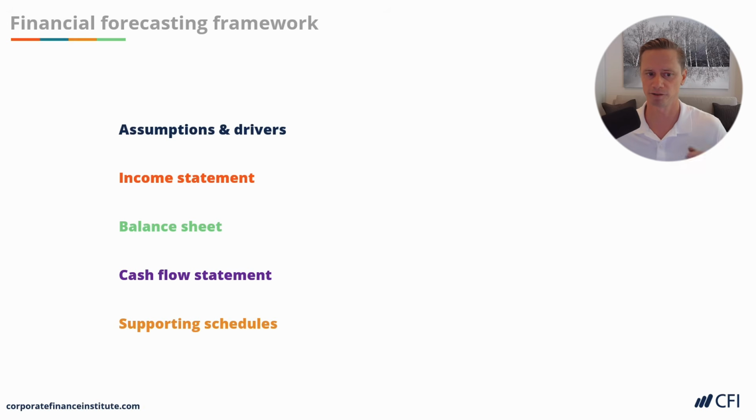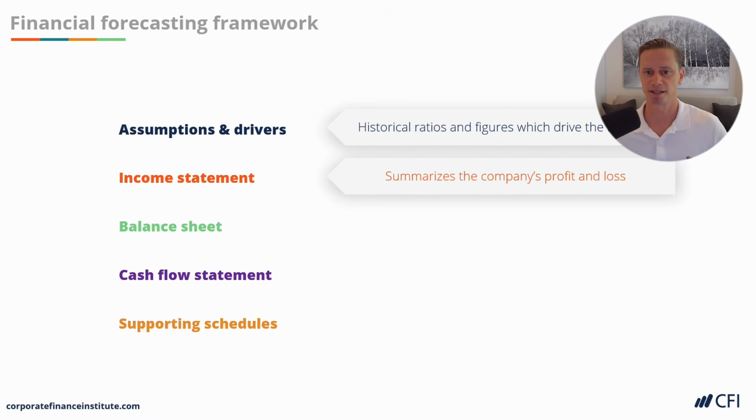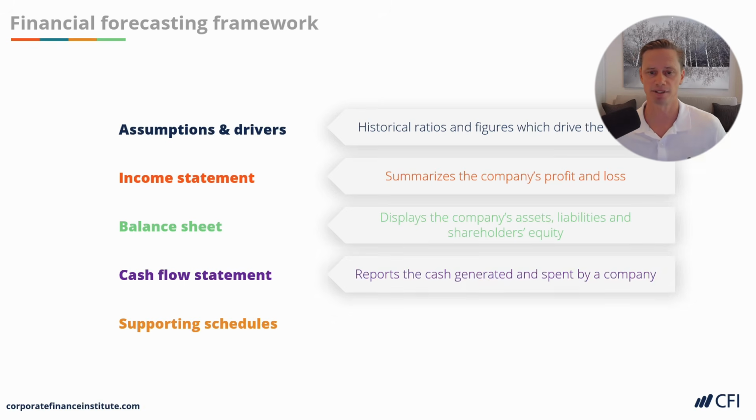All right, let's look at the framework for how we're going to set it up. We're going to start with assumptions and drivers, where we have historical ratios that are used to inform the future drivers of the business. Okay, then the income statement, this is pretty straightforward, just summarizes the profit and loss. The balance sheet shows the financial position, sort of what the company owns and what it owes. The cash flow statement shows increases and decreases in cash across the business. And then, of course, we have our supporting schedules underneath that because some of the balance sheet items and cash flow statement items will require extra calculations, and it's much more organized to keep them in a separate section.